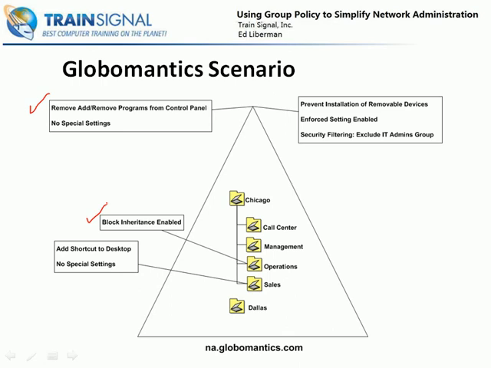Now, if we block inheritance on the operations organizational unit, that also means that any other GPOs that are linked higher up in the hierarchy, whether it be linked up here at the domain, or maybe if it was linked up here at the Chicago OU, none of those are going to affect the operations organizational unit. But remember, we did this enforced setting on the prevention of installation of removable devices, so that one still will affect the operations staff as we want it to do.